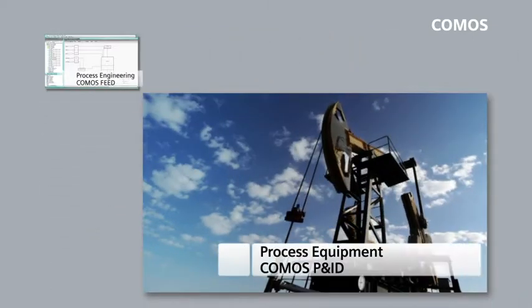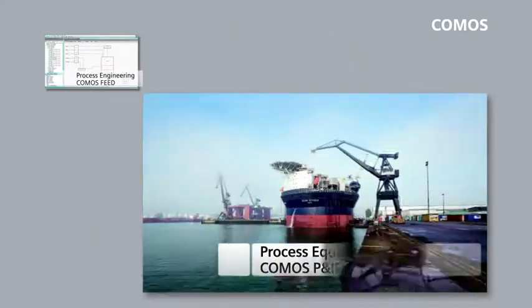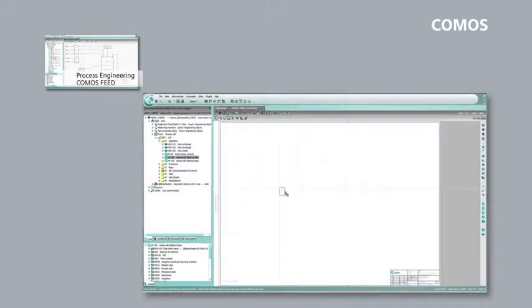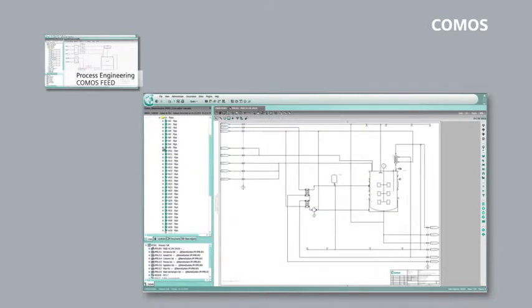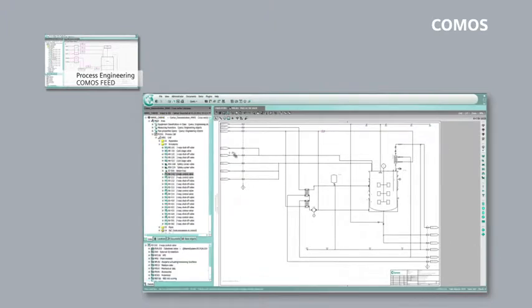Process equipment with COMOS P&ID. Object-oriented consistent data model. Integrated intelligent symbol technique. Supports several international standards. Piping and instrumentation diagrams.